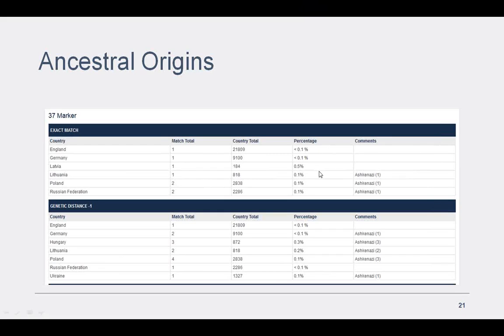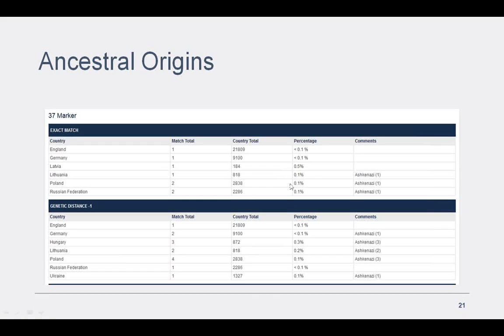So now to the percentage column. What does the percentage mean? All that is telling you is how many people in the database, out of the total number of people in the database from that country of origin, you match. So basically, I match 1 out of 184 people who reported Latvia. So I match 0.5% of the people at 37 markers who reported Latvia. That is all that percentage means.